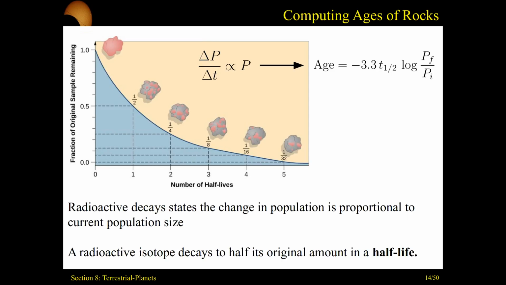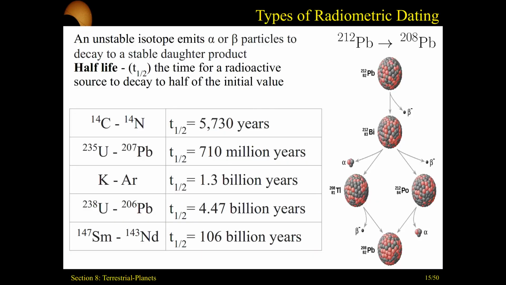And this can be turned into a formal equation that says the age of the rock is equal to this constant, minus 3.3 times the half-life of the material, T1/2, multiplied by the log of the final population over initial population. So the important quantity here is this half-life thing. If we know the half-life of the material, we can measure what the final population is and get the age of the object. Here is one example of a decay chain that can happen.